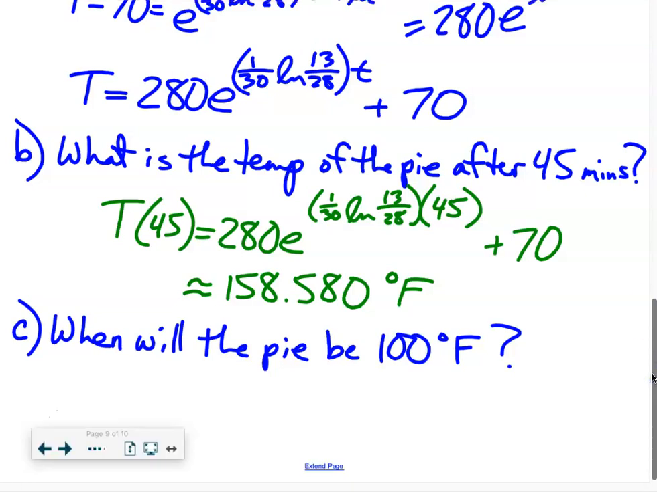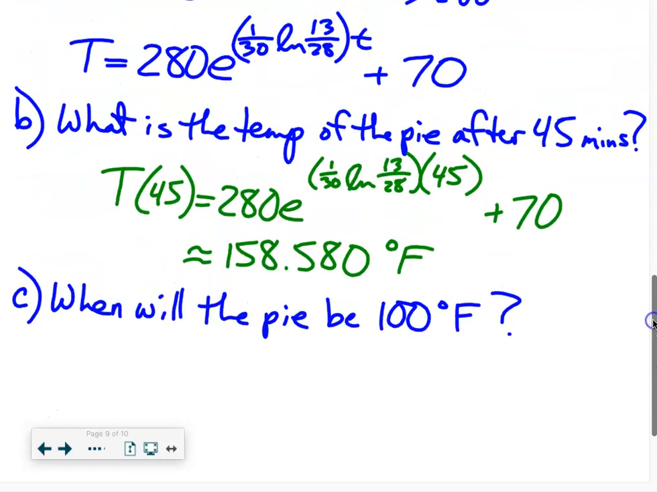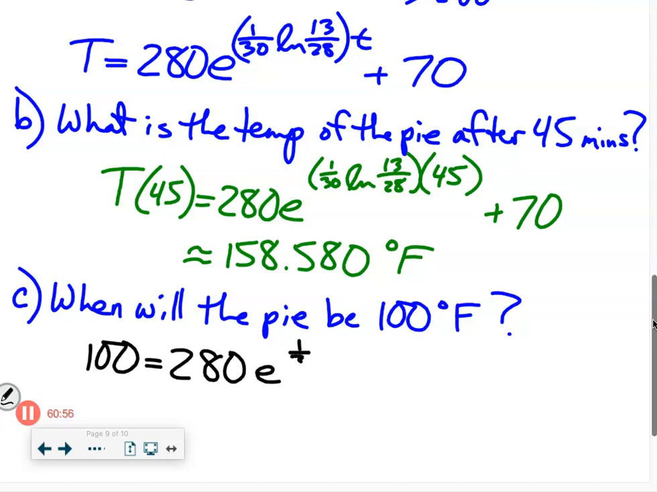Since this is a calculator question, all you have to show is setup and answer. However you choose to solve it is up to you. So 100, you set your temperature equal to 100, and you write out your function, 280 e to the 1/30 ln of 13/28 t plus 70, right? So you show setup, and then you can use your calculator to find the answer.